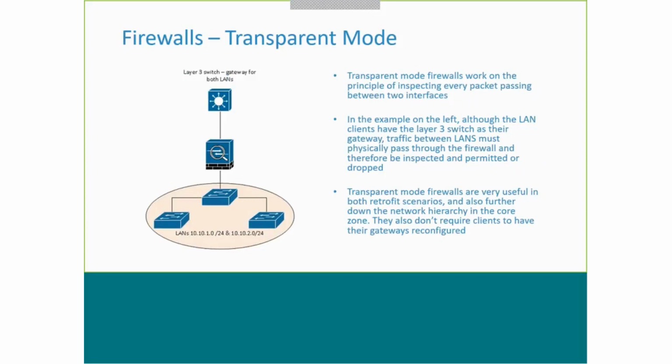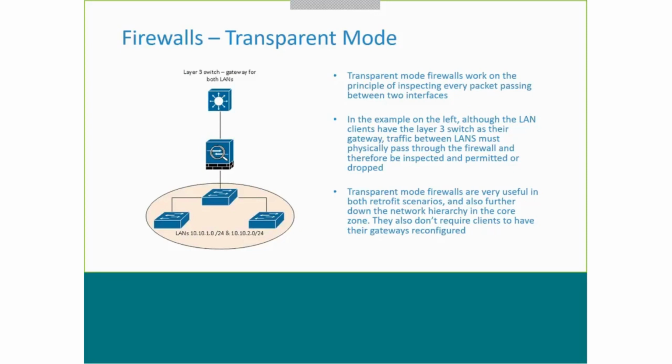So let's imagine that we don't have any access to that layer 3 switch. We're not allowed to touch it, can't reconfigure it, things like that. What we've done here is physically retrofit a device between the core switch and the layer 3 switch. So there's only one way that traffic can physically pass through now, and that is through that firewall. Although the clients still see the layer 3 switch as a gateway, the traffic is physically passing through that firewall. It's going in one interface, and out the other.